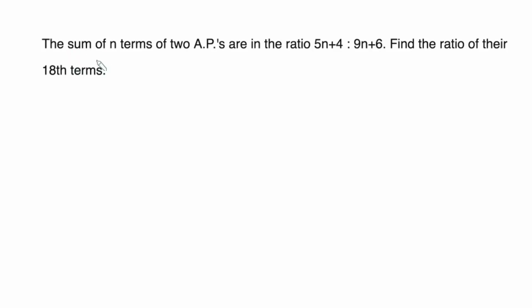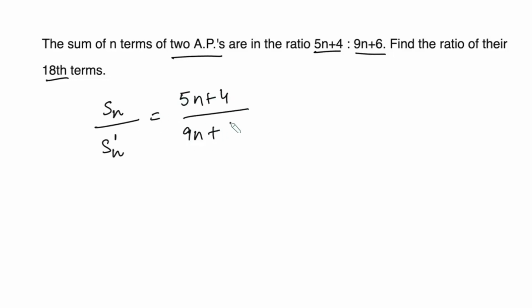The sum of n terms of two APs are in the ratio 5n plus 4 is to 9n plus 6. Then find the ratio of their 18th terms. So here we are given the sum of n terms of one AP divided by the sum of n terms of another AP is equal to 5n plus 4 divided by 9n plus 6.